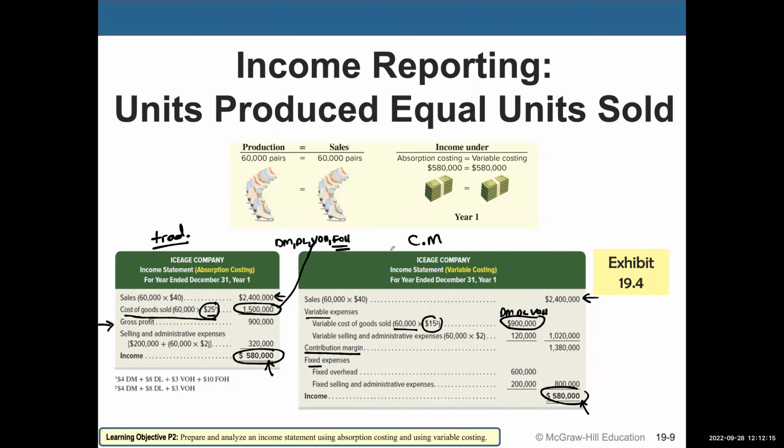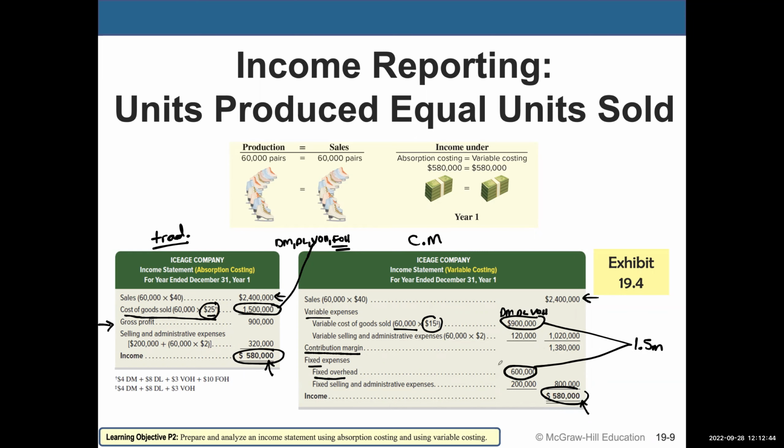But what I want you to understand is although fixed overhead is not part of your variable cost of goods sold, it doesn't mean it's ignored. It's just showing up in a different place. Here's this fixed overhead, $600,000. All of it's there. If we actually add up $900,000 plus $600,000, that adds up to that same $1.5 million. Okay, so we're recognizing the full fixed overhead in both circumstances. It's just in different lines.